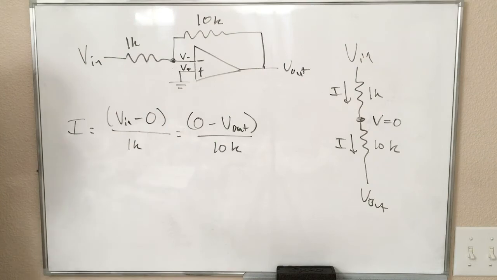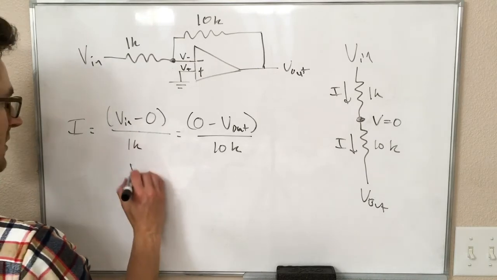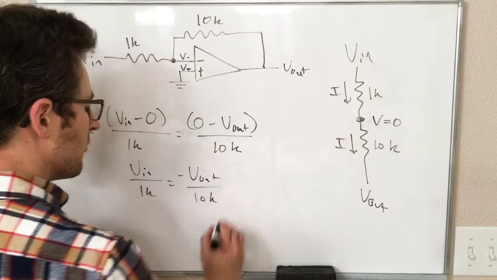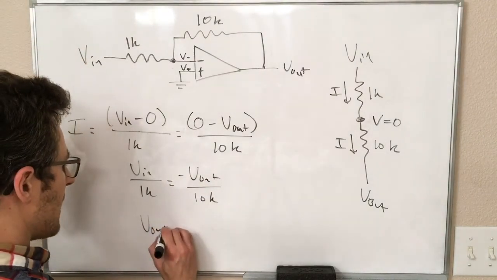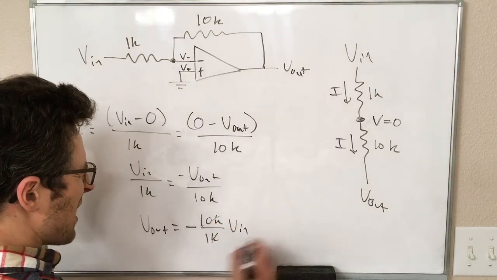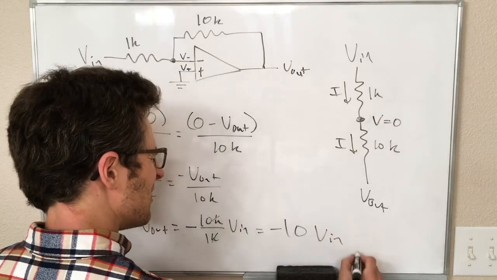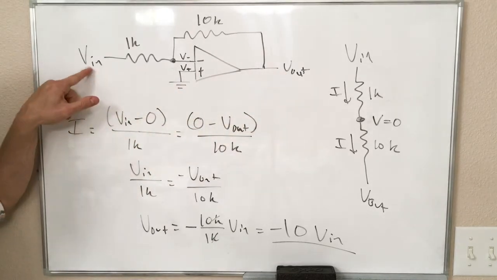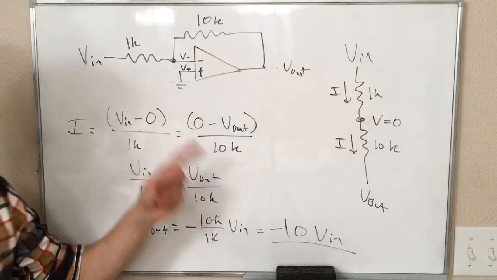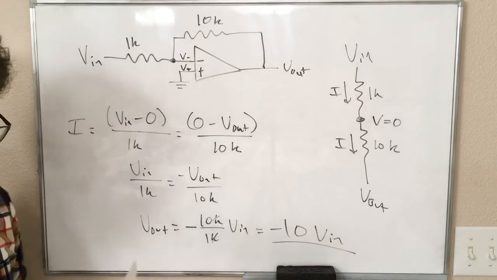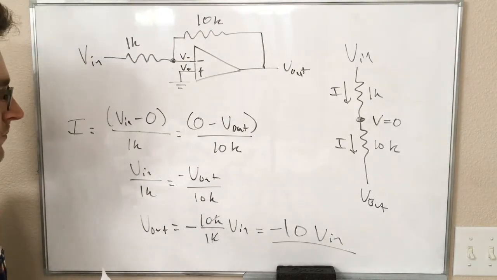Okay, so like I said, we wanted to solve for V out in terms of V in. So just solving this really quickly, we have V in over 1K equals minus V out over 10K. Solving for V out, I get V out equals minus 10K over 1K times V in. So that is minus 10 V in. So our output is a factor of minus 10 times our input. So this is an amplifier with a gain of minus 10, also called the inverting amplifier. And that is what we called this circuit before. It is an op-amp inverting amplifier circuit.